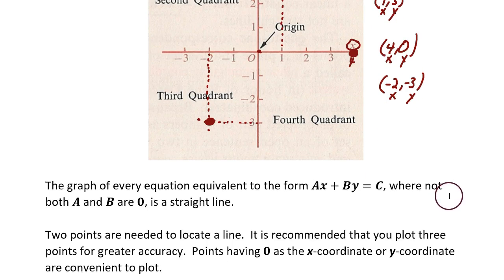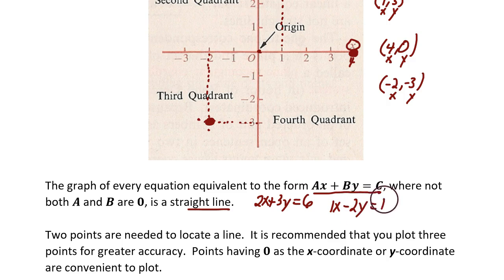The graph of every equation equivalent to this form is a straight line. For example, 2x plus 3y equals 6 creates a straight line. Or 1x take away 2y equals 10 creates a straight line. Or 1/4 x plus y equals -12 creates a straight line. Any equation that has this pattern to it makes a straight line.